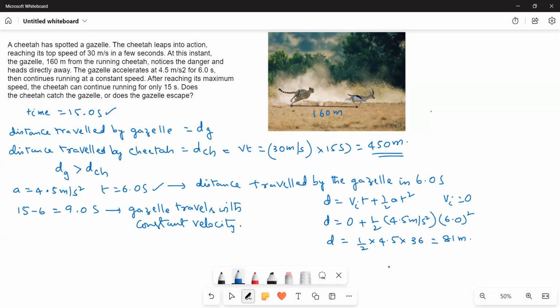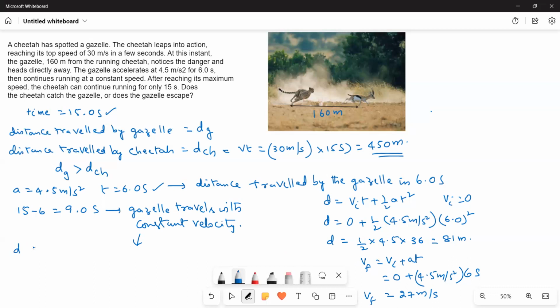Now we have to find out the velocity. V final is equal to Vi plus a t. We know Vi is equal to 0, a is equal to 4.5 meters per second squared, and time is equal to 6 seconds. So Vf is equal to 4.5 into 6, which is 27 meters per second. Now we have to find out the distance traveled by the gazelle with 27 meters per second.